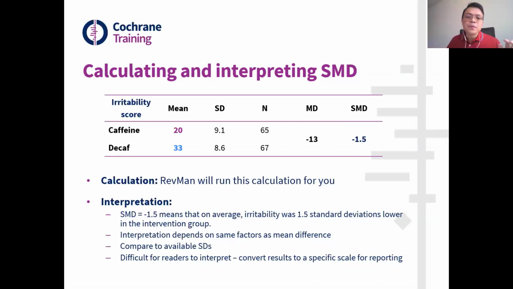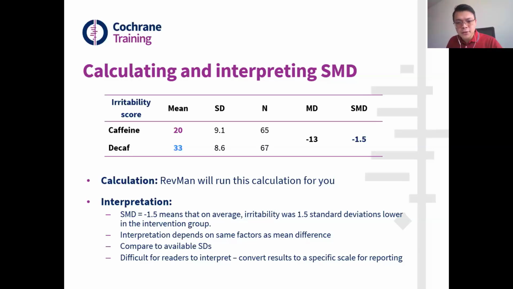But in general, the interpretation of the standardized mean difference depends on the same factors as the mean difference. We also have to consider the direction. We also have to consider whether it's a good or bad outcome. And we can also compare the standardized mean difference to available SDs, so we can look at what's typically reported in the studies. But sometimes, even with all of these considerations, it's still difficult for readers to interpret the standardized mean difference.